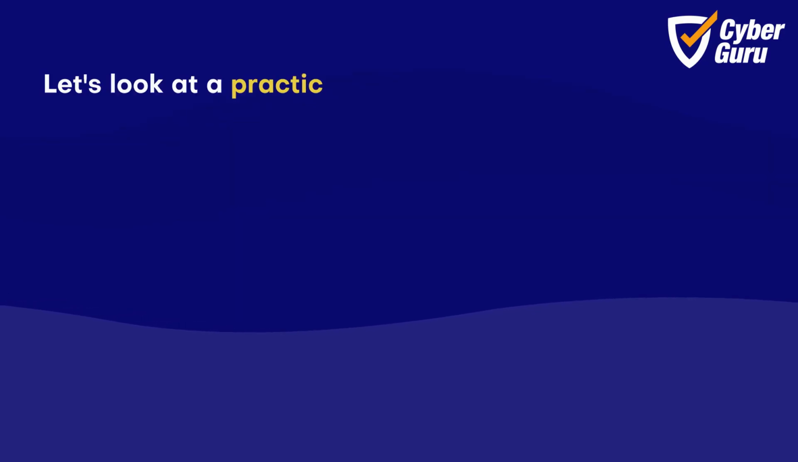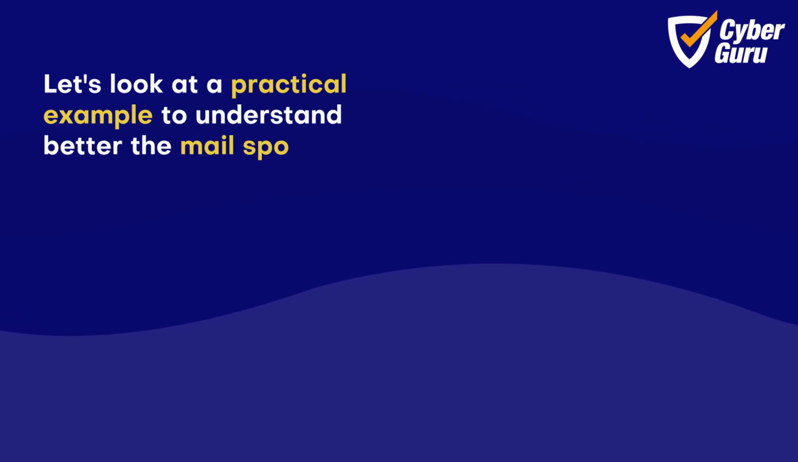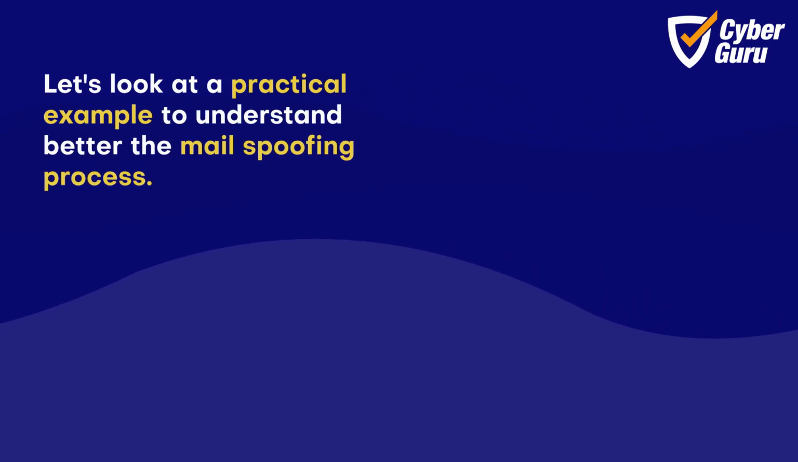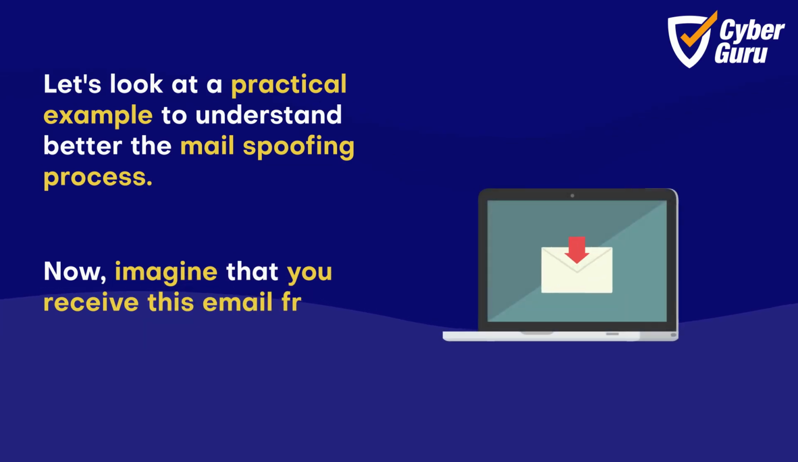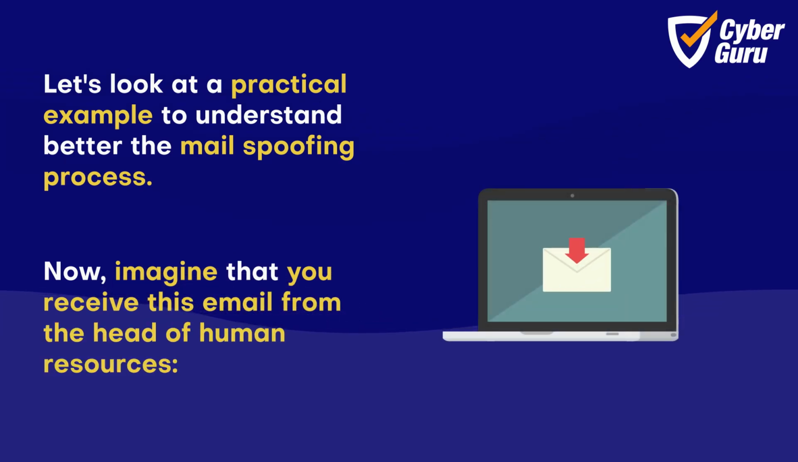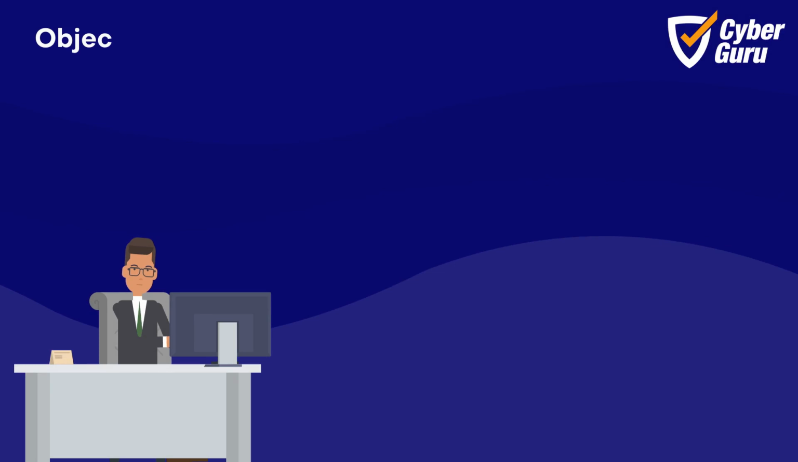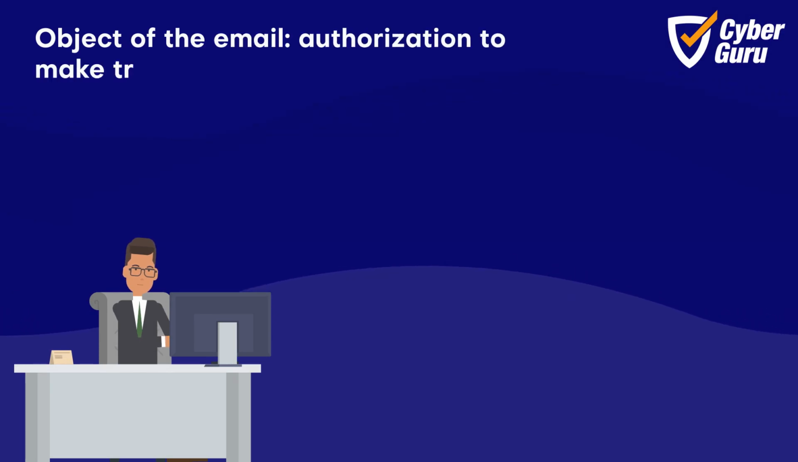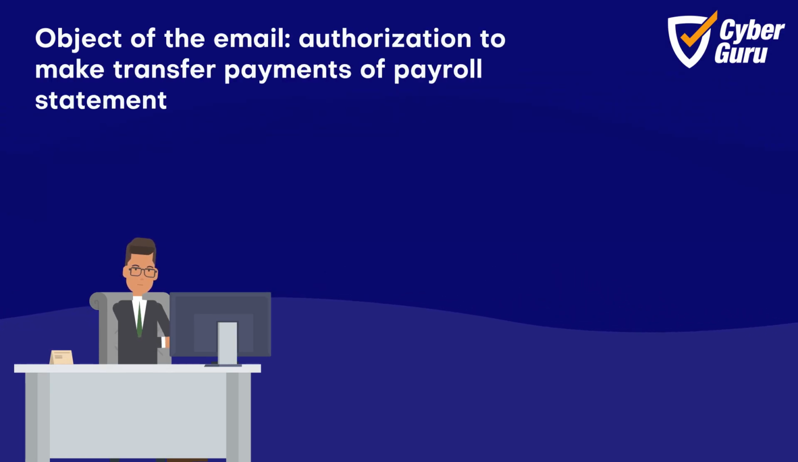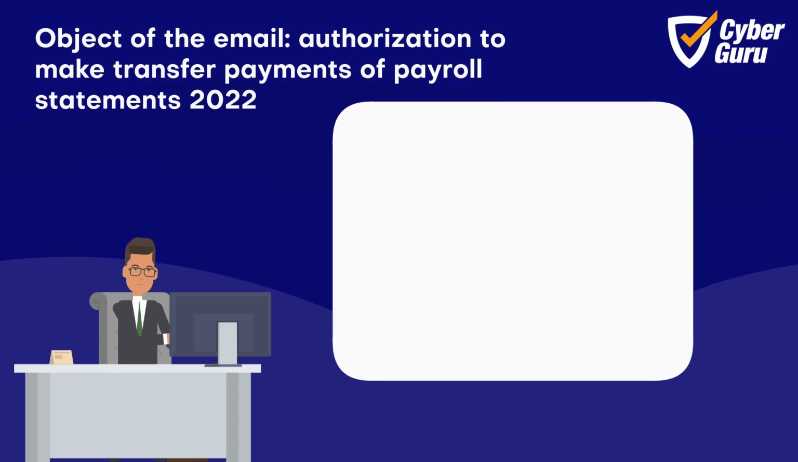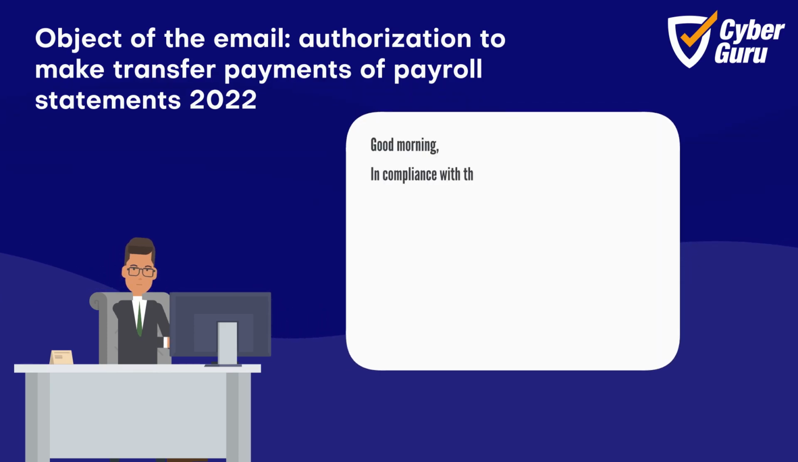Let's look at a practical example to understand better the mail spoofing process. Now, imagine that you receive this email from the head of Human Resources. Object of the email: authorization to make transfer payments of payroll statements 2022. A very convincing link follows this text.